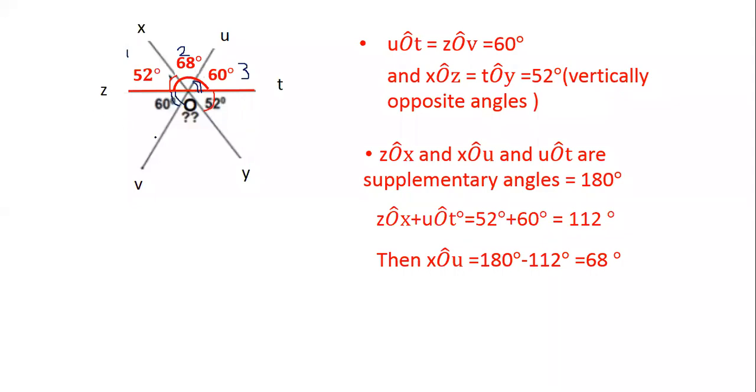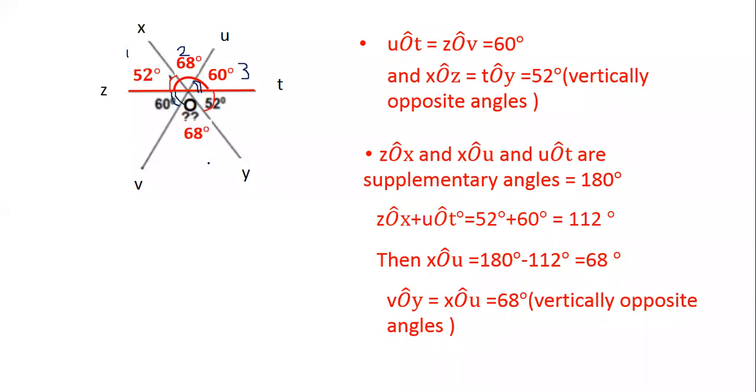Now, the last angle, which is VOY, it's very easy. VOY is equal to XOU, equal to 68 degrees, vertically opposite angles. They are equal in measure. Okay, you have to write them like this, and you have to put the reason for each step. And by this, we finished the correction of our homework.